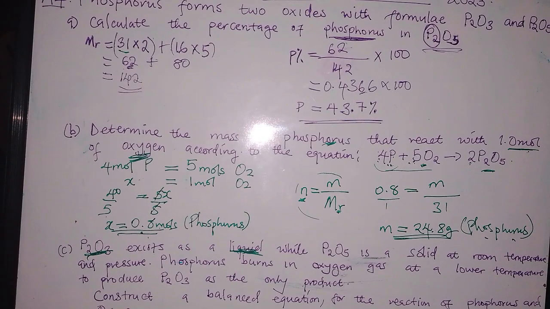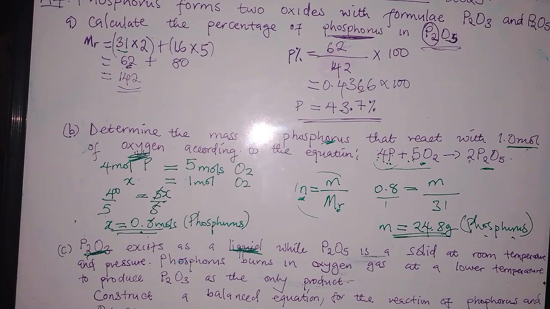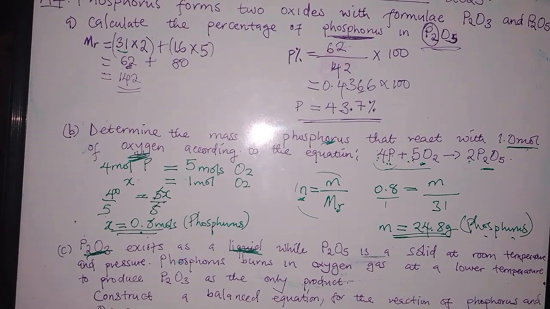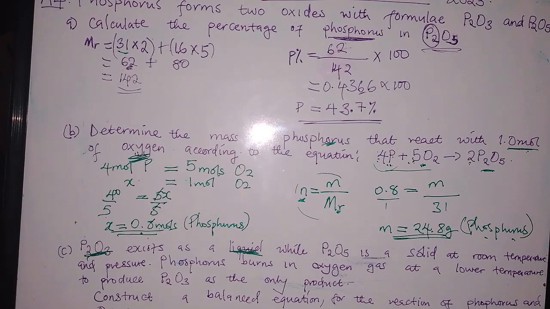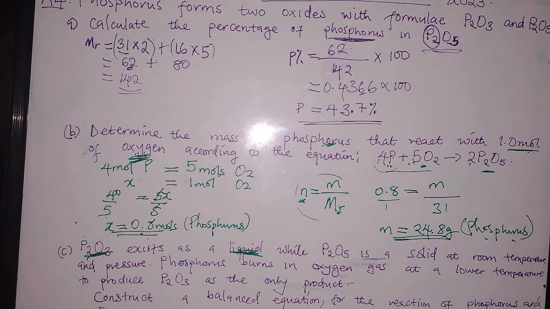So next is name the acid formed when P2O3 dissolves in water. When this compound dissolves in water, it forms an acid which is known as phosphorus acid. So the acid formed is phosphorus acid.